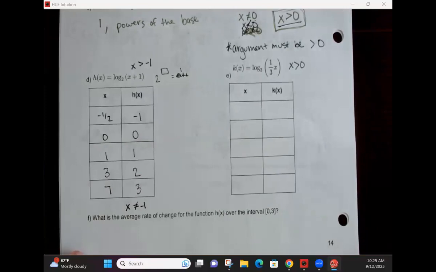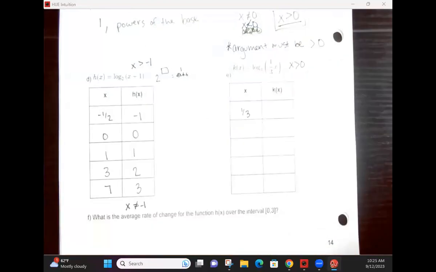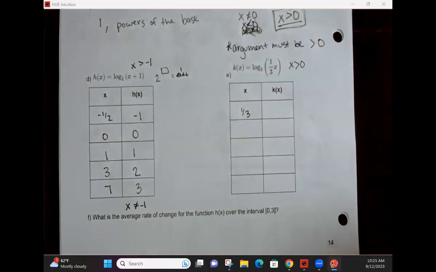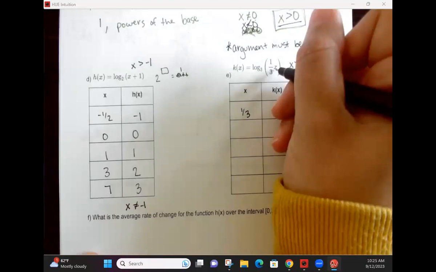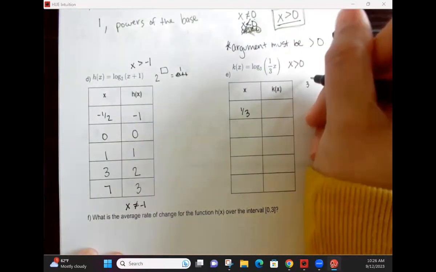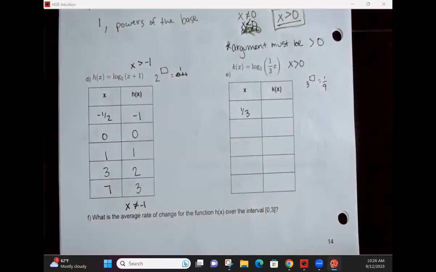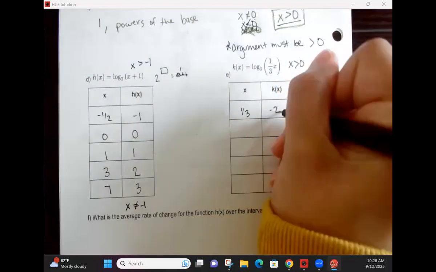How about for E then? The first value I picked was 1/3. Anybody pick 1/3? Couple of us? If I use 1/3 here, that means I would have 1/9. So 3 to what power gives me 1/9? That would be -2. Good.